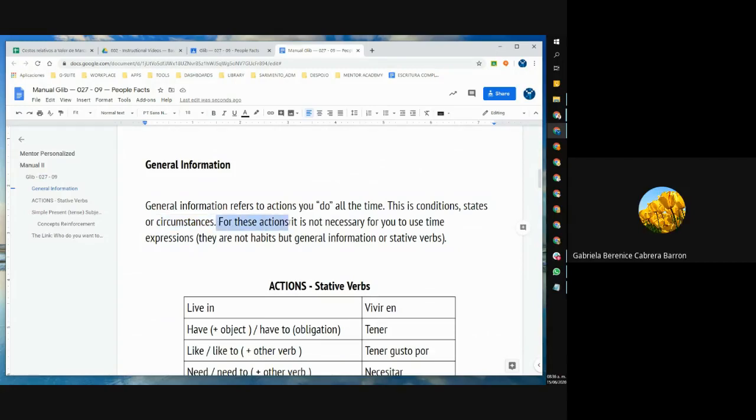Continue. For this action, it is not necessary for you to use time expressions. That's right. Repeat, actions. They are not habits but general information or stative verbs. O sea que son estados, no son acciones. These are verbs that imply things that occur all the time. Repeat, all the time.